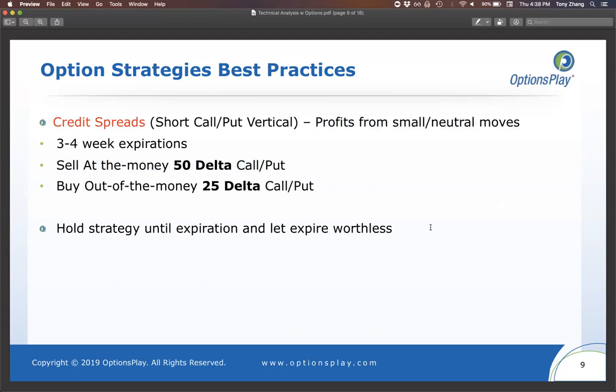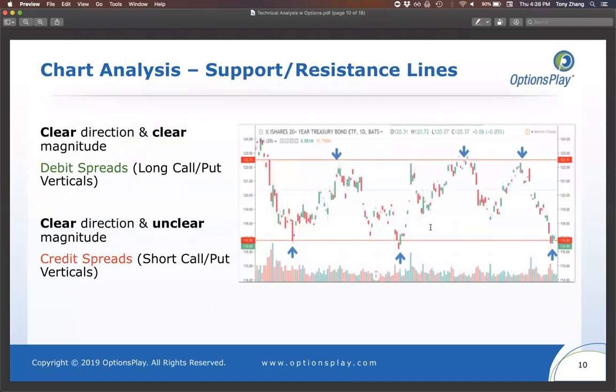So we're going to go over now a few different forms of technical analysis. We'll show you why one of these strategies fits within each form of technical analysis. And then what we're going to do is we're going to jump over to OptionsPlay and show you some real examples of different forms of technical analysis and why each strategy is useful. So now we get to the fun part.